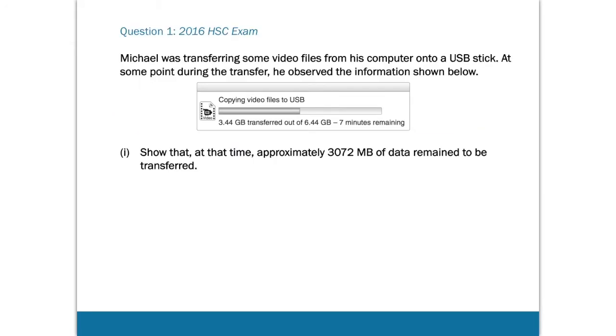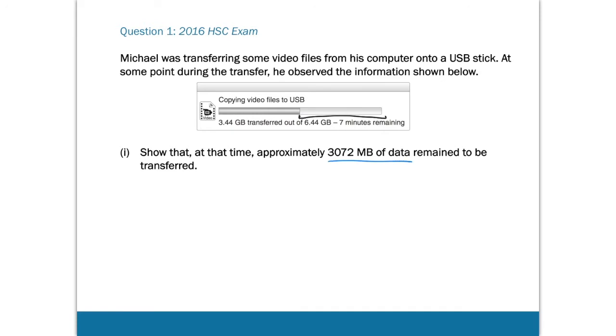Okay, so our first question. Michael was transferring some video files from his computer onto a USB stick. At some point during the transfer, he observed the information shown below. Part 1. Show that, at that time, approximately 3,072 megabytes of data remained to be transferred. Okay, so we need to find out how many megabytes is left to download. And we need to show that it's approximately 3,072 megabytes of data.